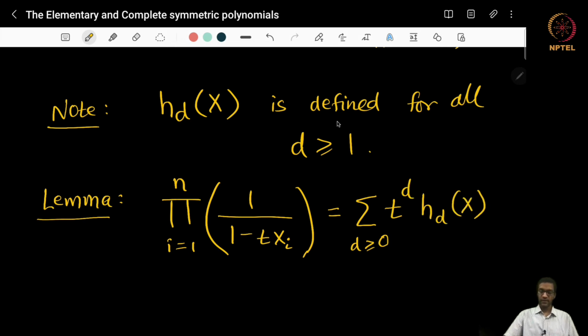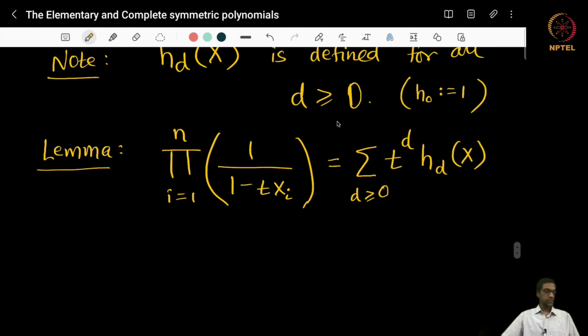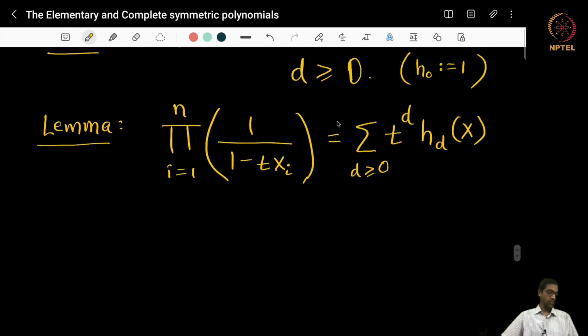In fact, to make this more precise, I should say it's also defined for d equal to 0. How do I define h0? I define it to be 1. I just extend my definition here. Okay, so let's prove this lemma in this case. Now, proof.